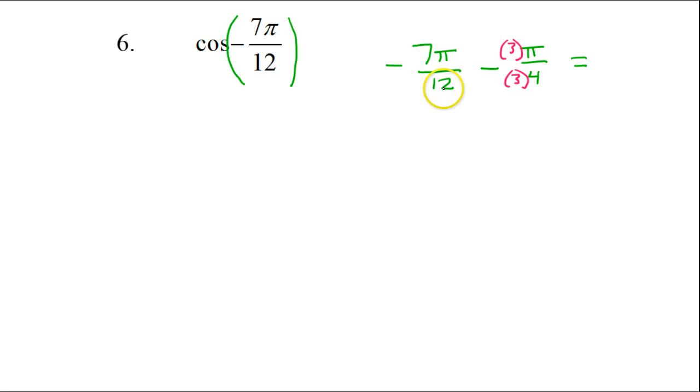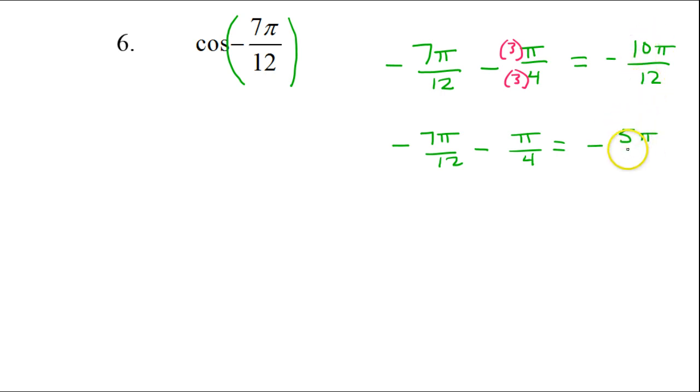So negative 7 pi over 12 minus 3 pi over 12 is going to give me negative 10 pi over 12. Interesting. So that means that negative 7 pi over 12 minus pi over 4 is equal to, now I'm just reducing here, dividing both of these by 2, negative 5 pi over 6. Interesting. Now, adding pi over 4 to both sides, and thereby moving the pi over 4 over to the right-hand side, gives me negative 7 pi over 12 is equal to pi over 4 minus 5 pi over 6.